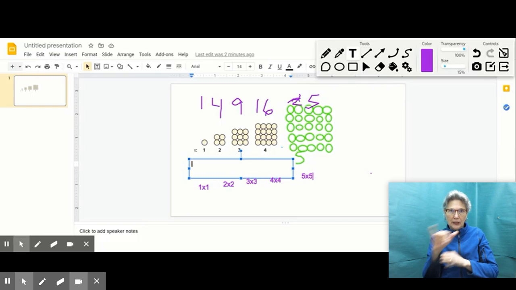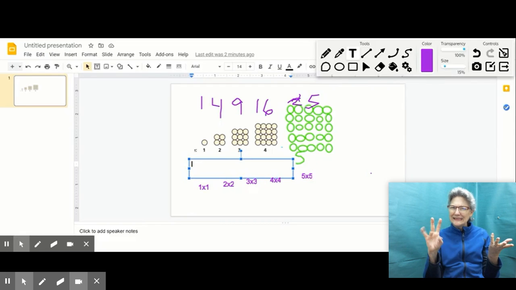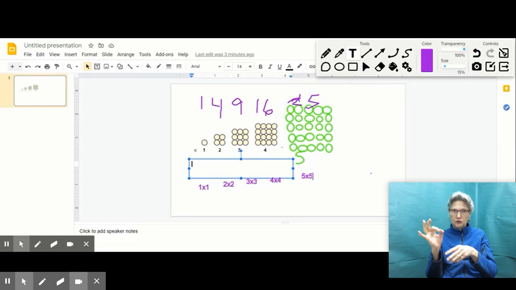So let me ask you this. What would the 7th figure look like? What would the 7th figure look like? I want you to write down a multiplication equation, or you can write down how many circles would be in the 7th figure.